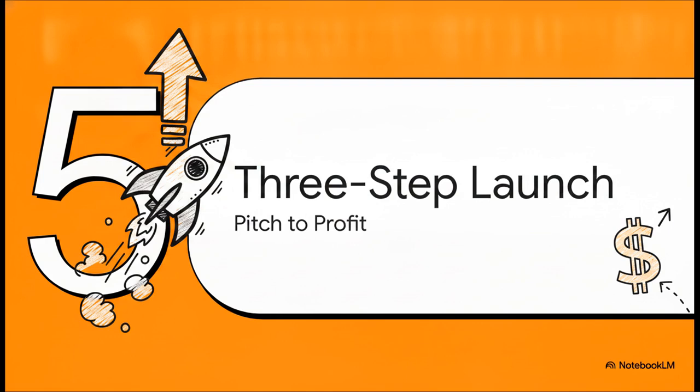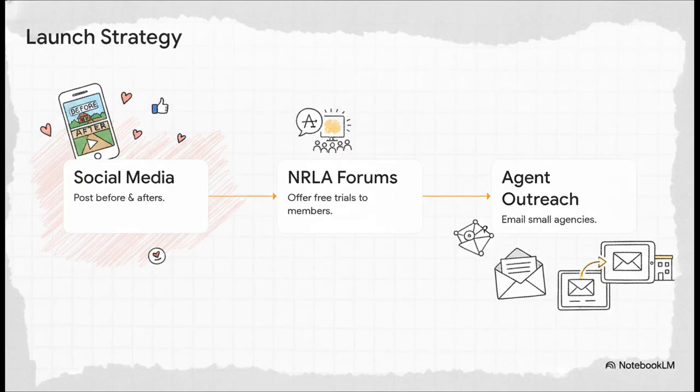Finally, Section 5, the 3-step launch, from pitch to profit. We've got a very specific sequential execution strategy here. Move 1 is the before and after social media loop. You simply find terrible listings currently live on the market, run them through your tool, and post the 30-second transformation online. Property is such an emotionally charged topic, and honestly, people just love to cringe at bad listings. It's a genius marketing angle that requires absolutely zero ad spend.